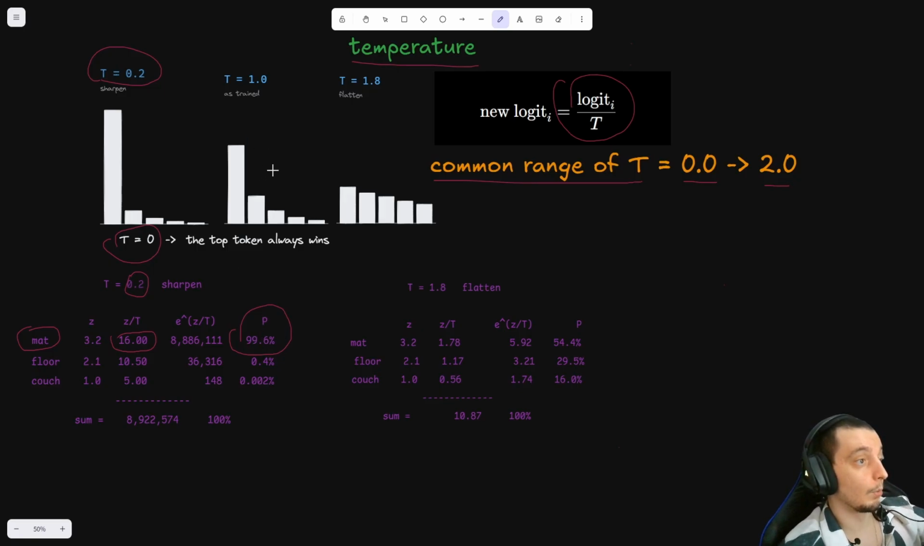Then if we want to just rely on the model's output, we pass 1, because nothing will change in the score list. The scores will just get divided by 1 and nothing will change. And if we want the model to be quote-unquote creative, in that case we want to flatten the list, and we pass a higher value of t.